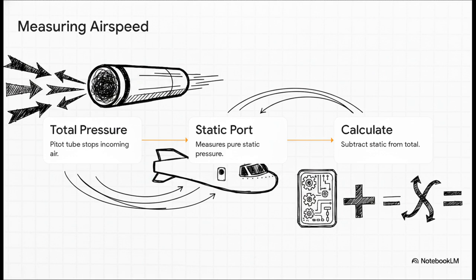Step 2, along the side of the aircraft are tiny holes called static ports. Because they sit parallel to the airflow, the wind rushes right past them without stopping, allowing them to measure pure, unadulterated static pressure. Finally, step 3, the flight computer simply takes Bernoulli's budget and does the math. It subtracts the static pressure from the total pressure. The remainder is purely the dynamic pressure. And since dynamic pressure is directly tied to velocity, the airplane now knows exactly how fast it's flying.